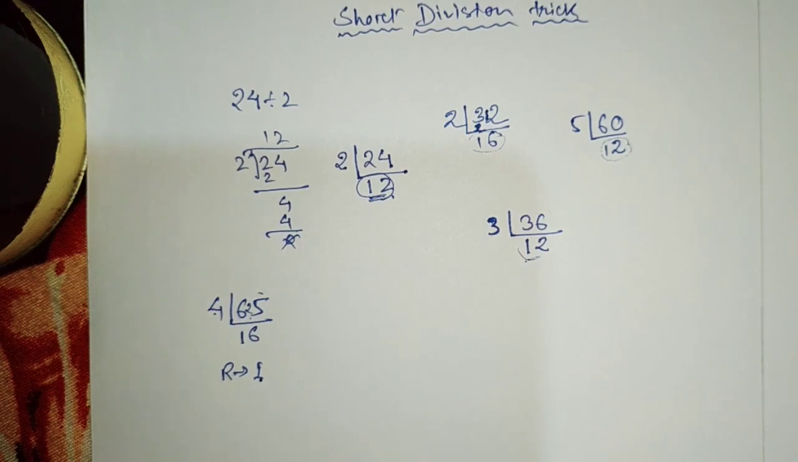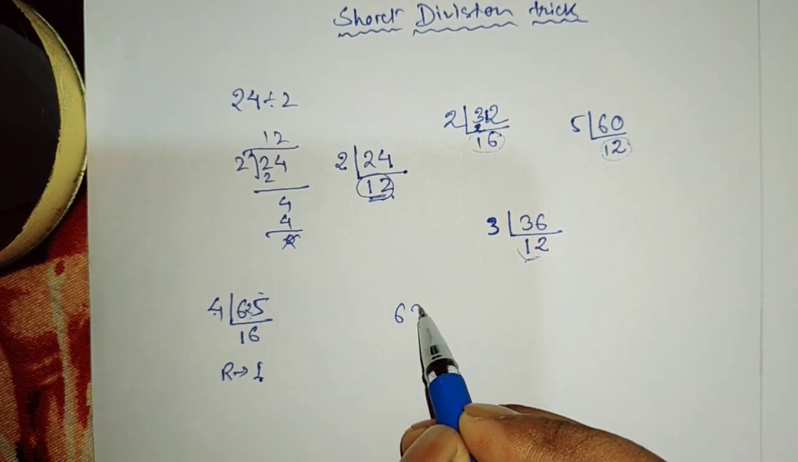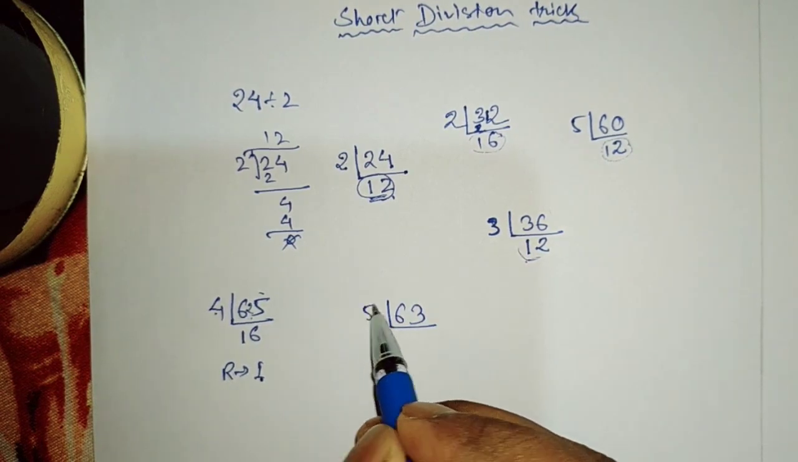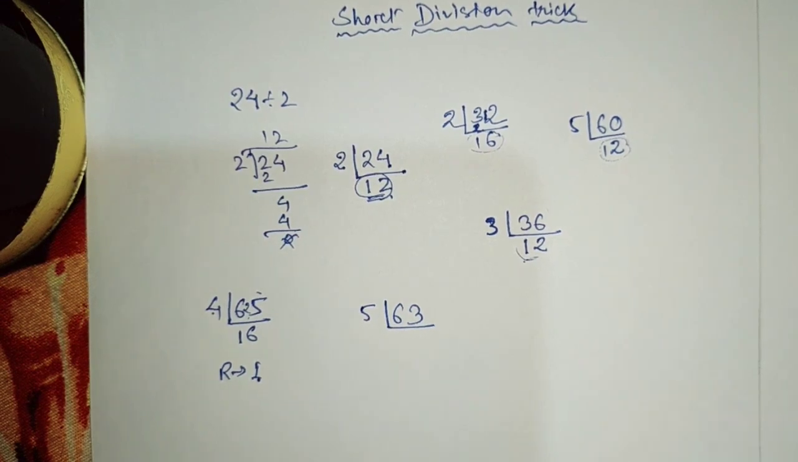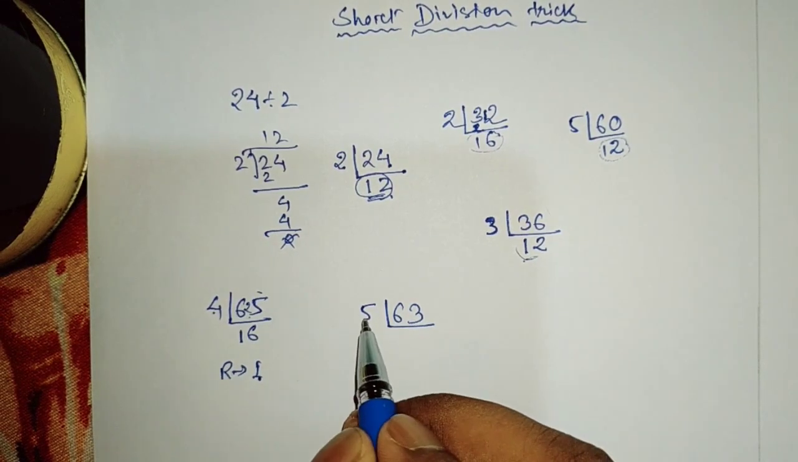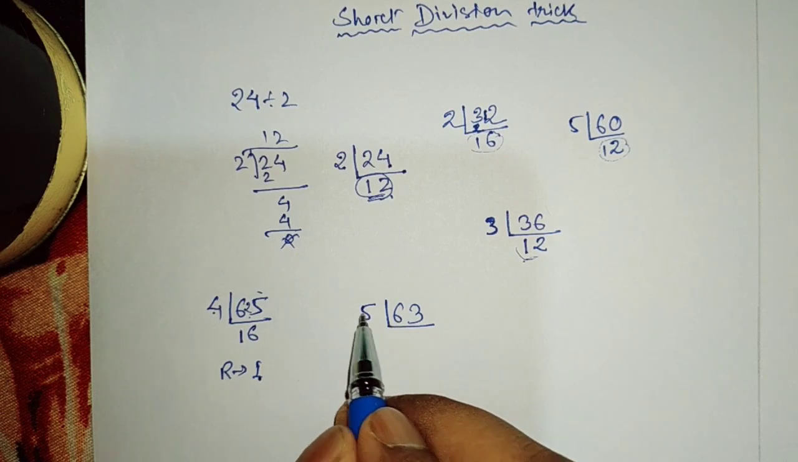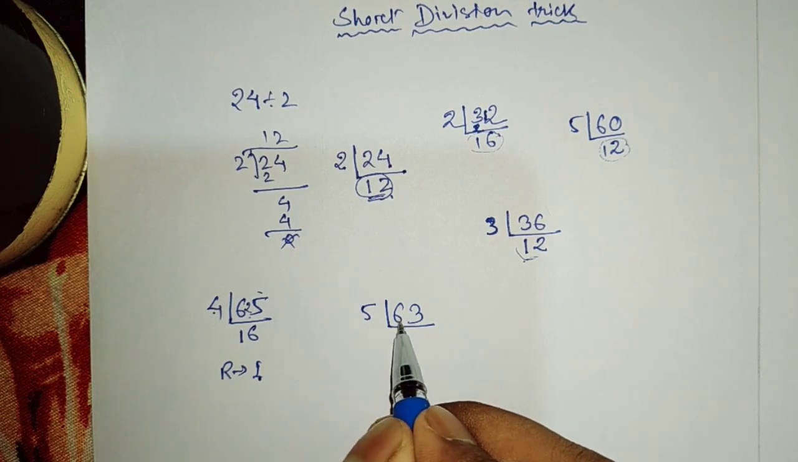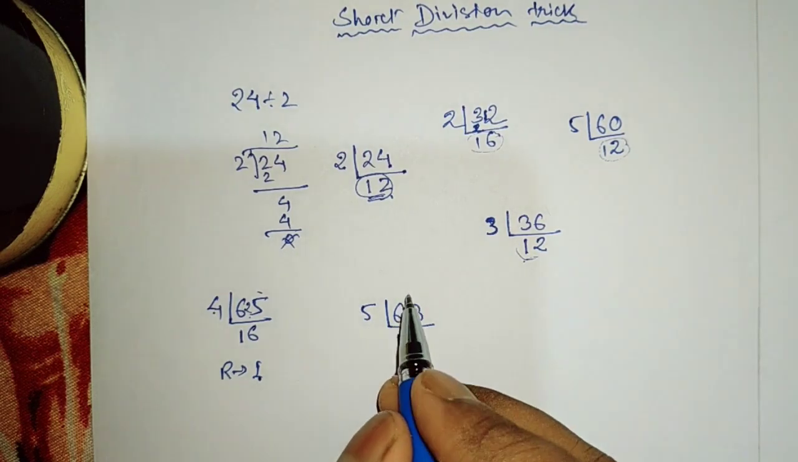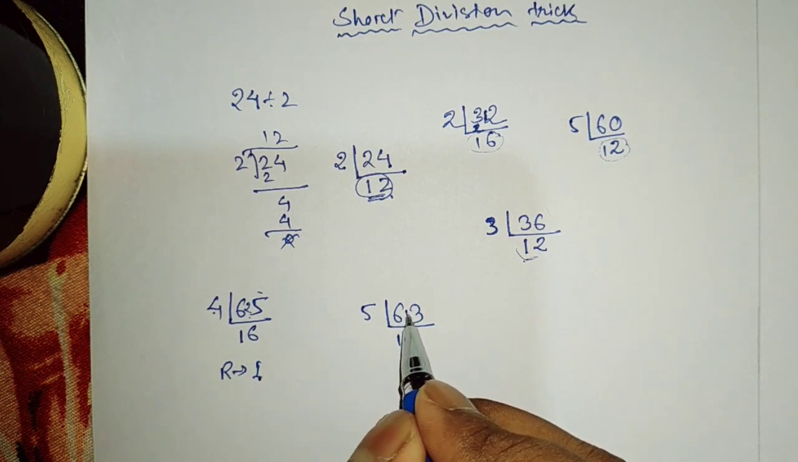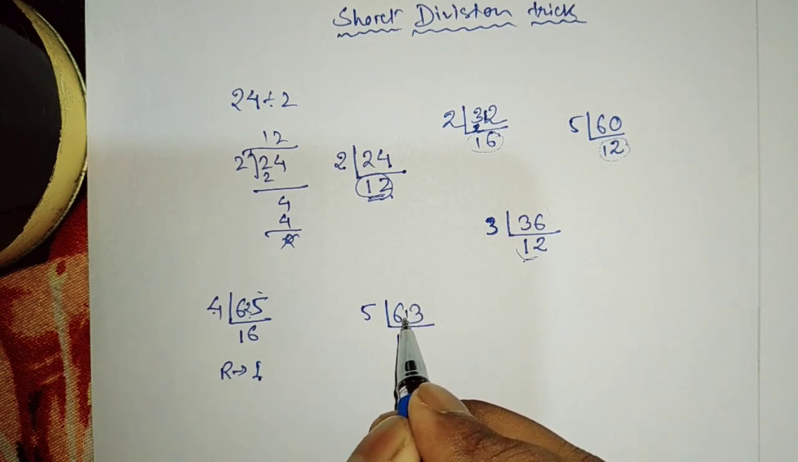So let's do another question of remainder. Let's take 63 and divide it by 5. So what we will do, we will divide for 6. So 5 ones are 5, so 6 minus 5 is 1. That one will put here, it becomes 13.